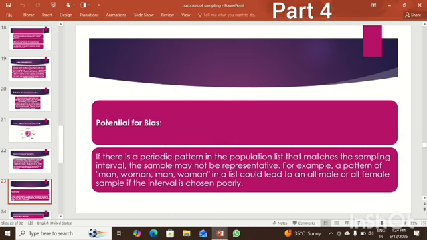Okay. Potential for bias. This is the first disadvantage. There is a potential for bias. If there is a periodic pattern in the population list that matches the sampling interval, the sample may not be representative. For example, a pattern of man, woman, man, woman. If there is a pattern of man, woman in a list, it could lead to an all male or all female sample if the interval is chosen poorly. So what we have to consider is our sample pattern and the periodicity, the two things which we should use very carefully.